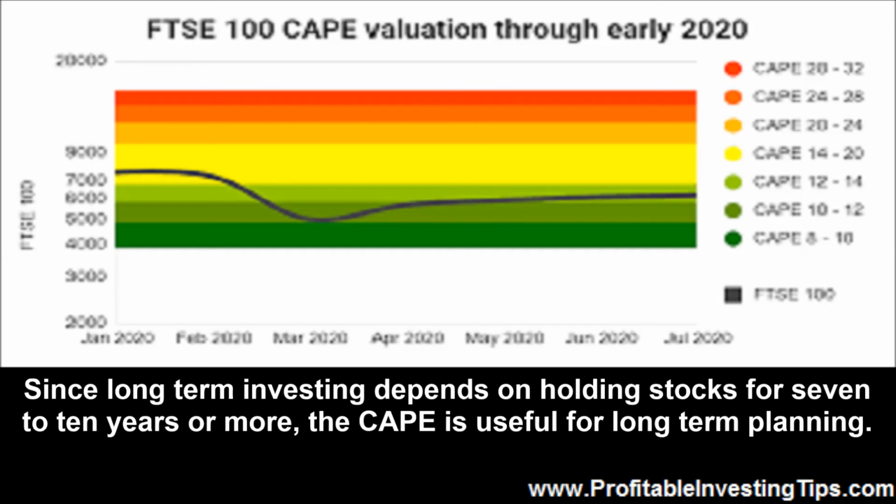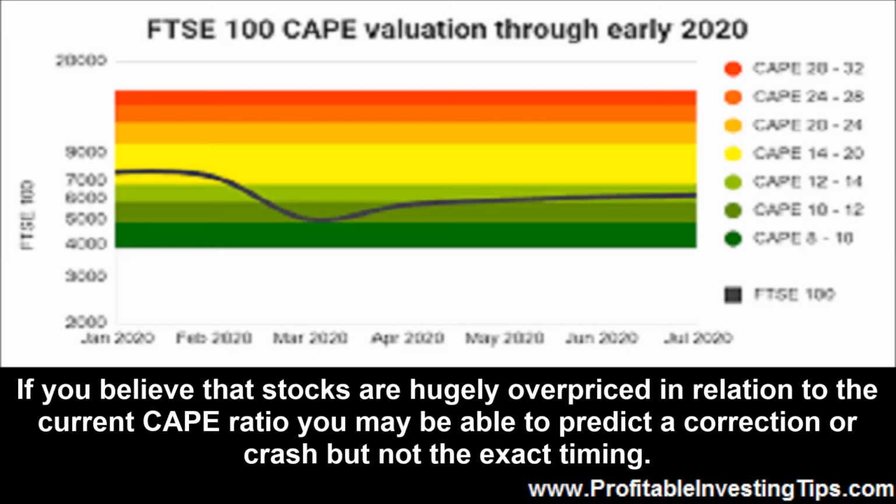Since long-term investing depends on holding stocks for 7 to 10 years or more, the CAPE is useful for long-term planning. If you believe that stocks are hugely overpriced in relation to the current CAPE ratio, you may be able to predict a correction or crash, but not the exact timing.